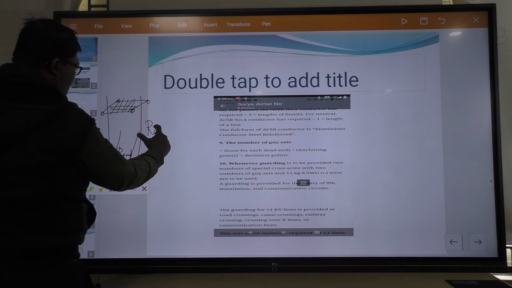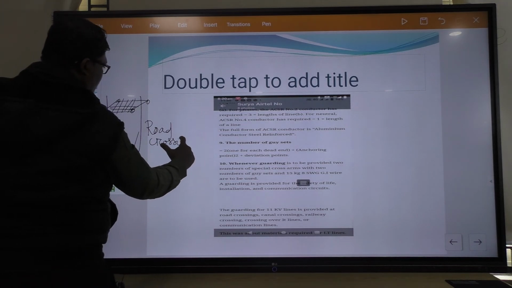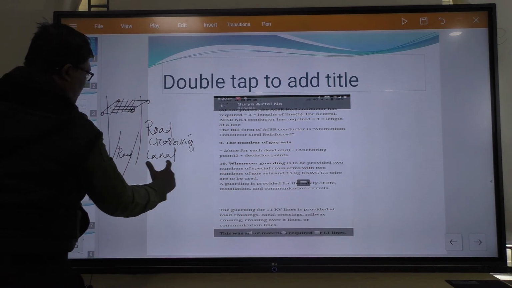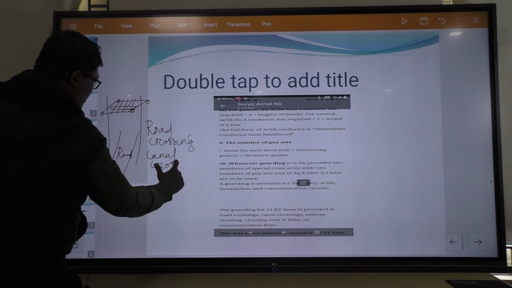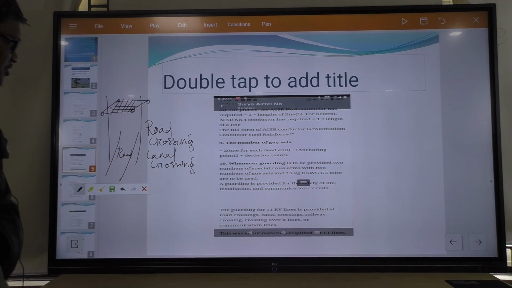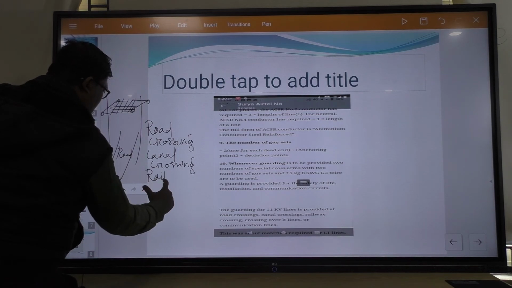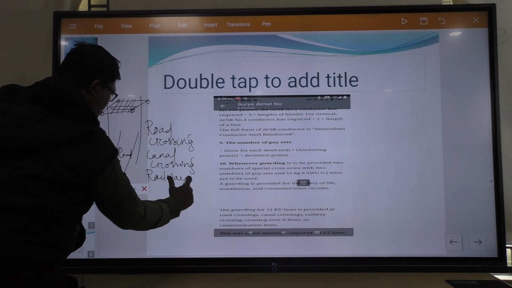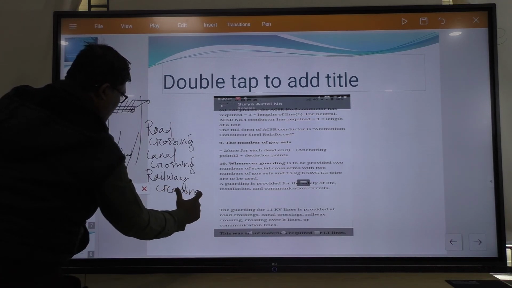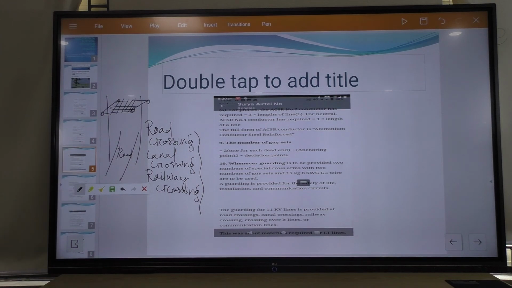railway crossings, etc. In all these cases we use guard wires.